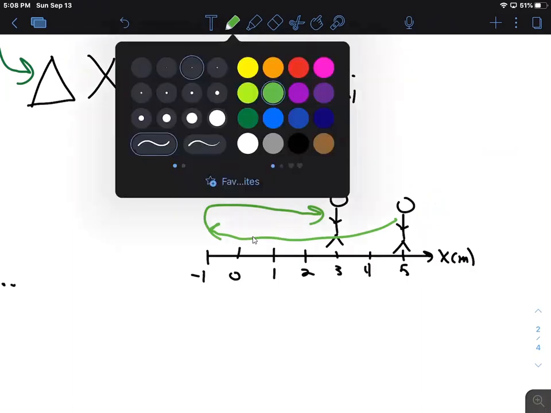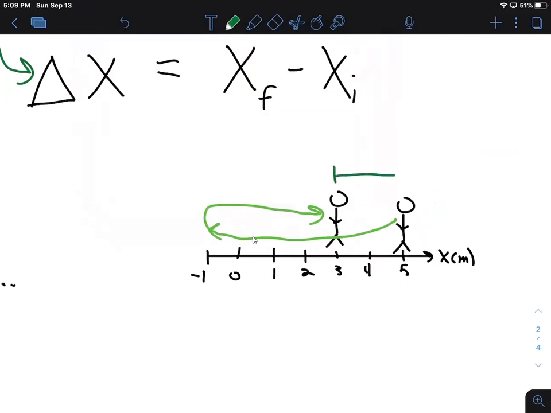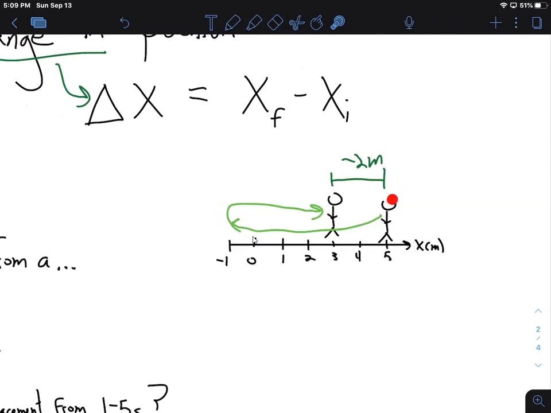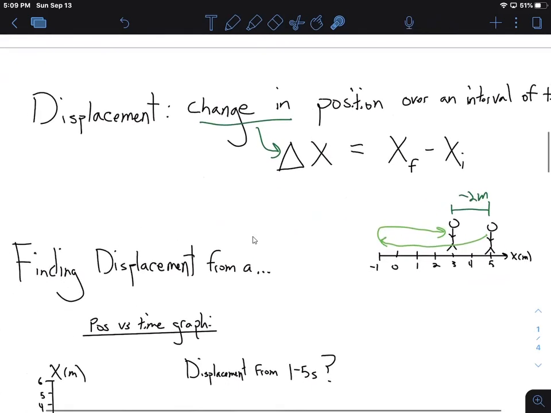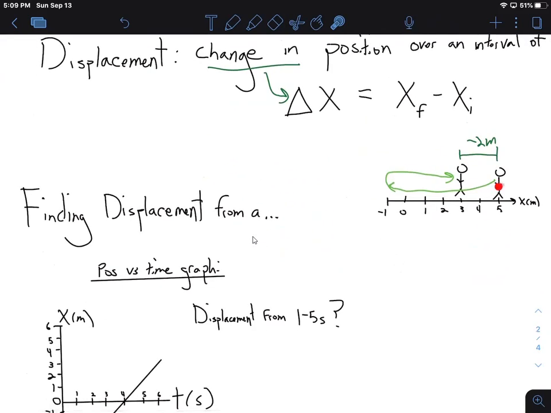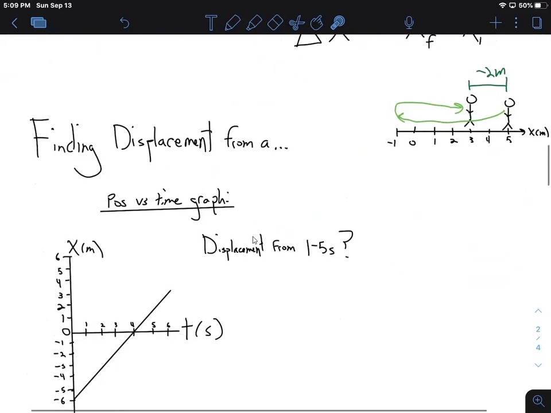My displacement, however, is negative 2 meters. I've walked 10 meters, but my change in position, where I ended versus where I started, is only a change of negative 2. I've gone 2 meters in the negative direction over the course of whatever time interval it took me to do this motion. All right, so that's the difference between displacement versus distance traveled. Sometimes they're the same thing. If I just walked in one direction, they might have ended up the same. But in this case where I've gone multiple ways, my displacement ends up being very different from my distance traveled.